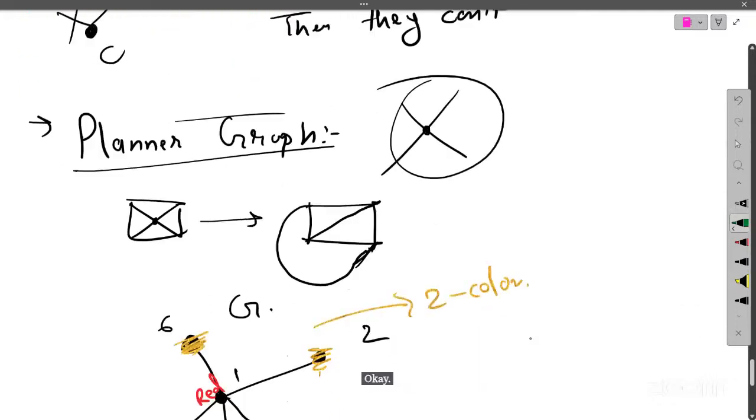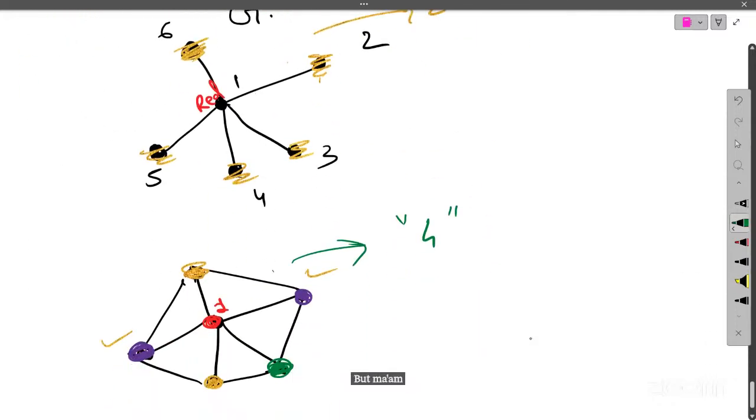Madam, I don't understand. But ma'am, this is a planar graph? 4 is the maximum. Wait, one by one. Yes, sir. What is a planar graph? Ma'am, I don't understand. Hello, ma'am.